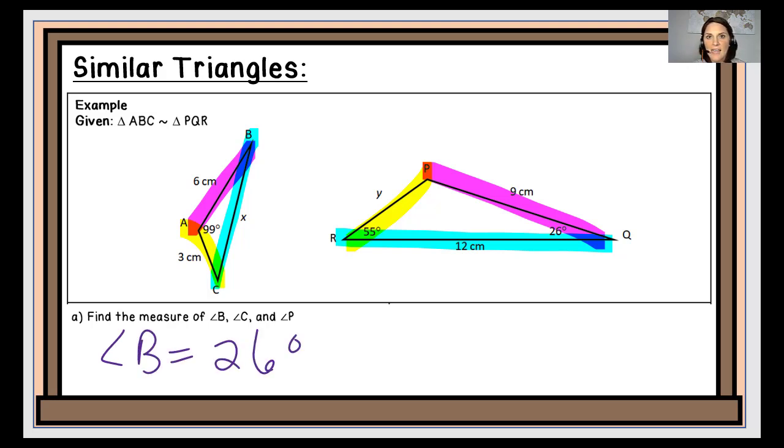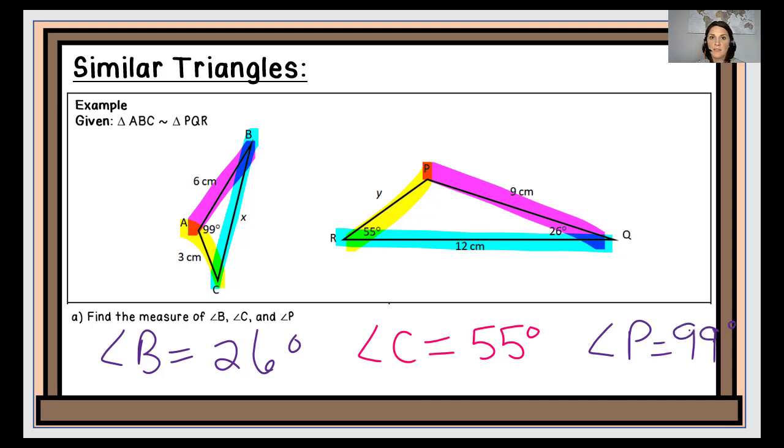Okay, next let's look at angle C. That's where the blue and the yellow meet on both triangles. So C and R correspond with one another. Angle R is 55, so that means angle C also is 55. And last but not least, angle P. Angle P is where the yellow meets the pink, and on the other triangle, A and P are corresponding. Angle A is 99 degrees, so that means angle P is also 99 degrees.